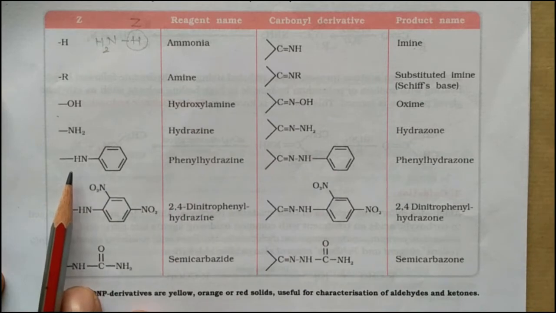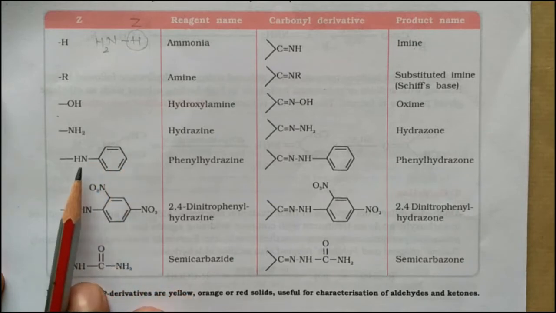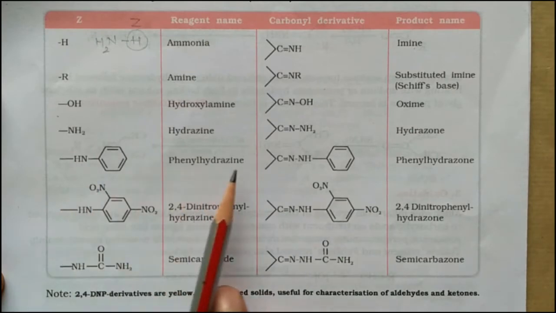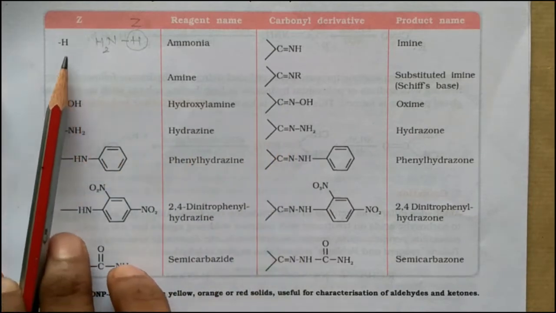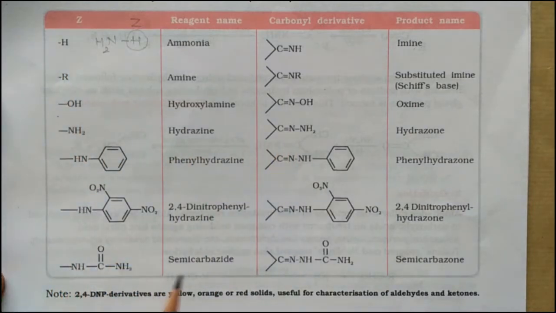And this is phenyl hydrazine, C6H5NH, and this stands for Z. So you get phenyl hydrazone. If 2,4-dinitrophenyl hydrazine is used, you get 2,4-dinitrophenyl hydrazone. Last, if this group is Z, then the reagent name is semicarbazide, and you get semicarbazone. This is the explanation of reagents and carbonyl derivatives. Now I will write all these reactions in general.